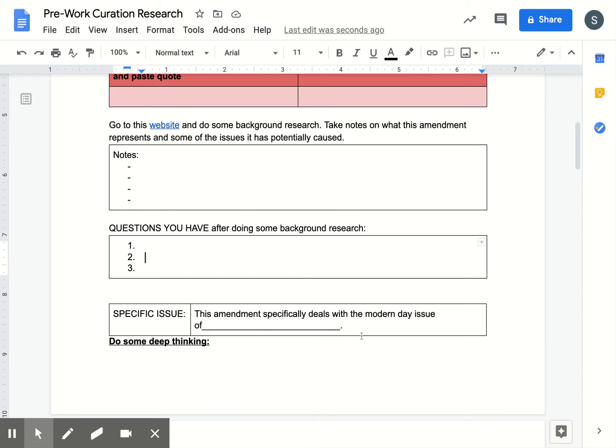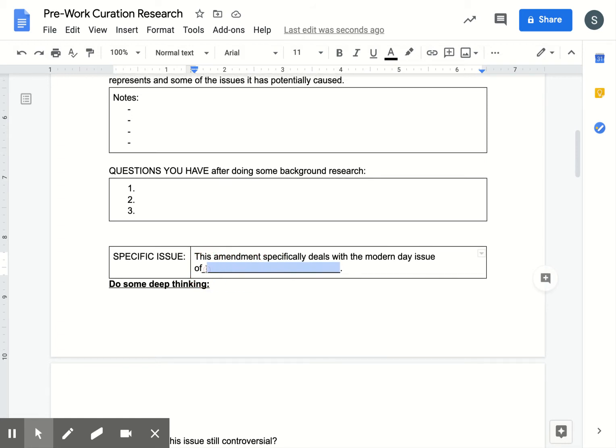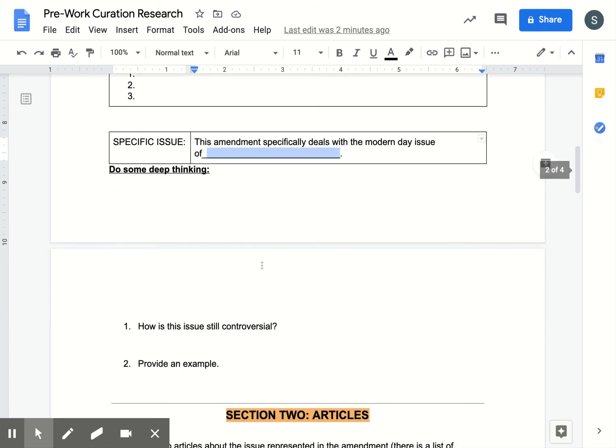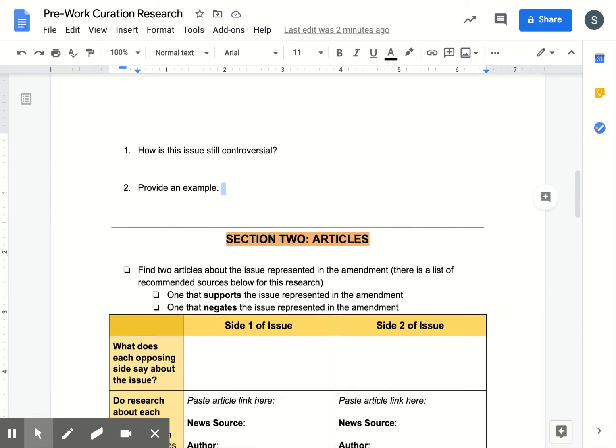And then finally, after you've done some background research of the amendment, figure out what issue. If you're going to do the First Amendment, you can talk about hate speech, you can talk about the freedom of speech, you can talk about the freedom of religion and whether or not companies should be able to hire somebody based off of their religion, especially if it is a religious institution or a religious company. And then do some deep thinking. How is this issue controversial? And think of an example of what would make this controversial.